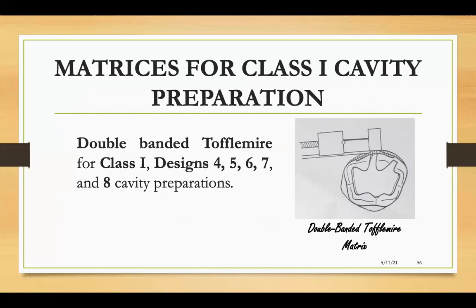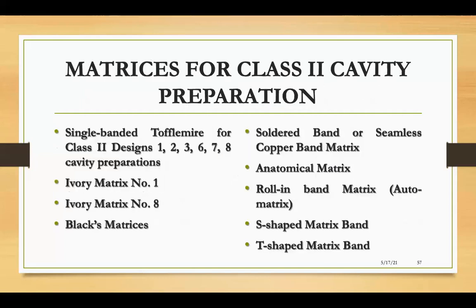Matrices for class 1 cavity preparation. In the last class, I gave you a lot of names of matrices. I hope you've written them down. Here's the same slide. Single-banded Tofflemire for class 2 designs, 1, 2, 3, 6, 7, 8 cavity preparations. Ivory matrix number 1, ivory matrix number 8, Blacks. Now, in your spotter exam, we will ask you to differentiate between ivory matrix number 1 and matrix number 8.